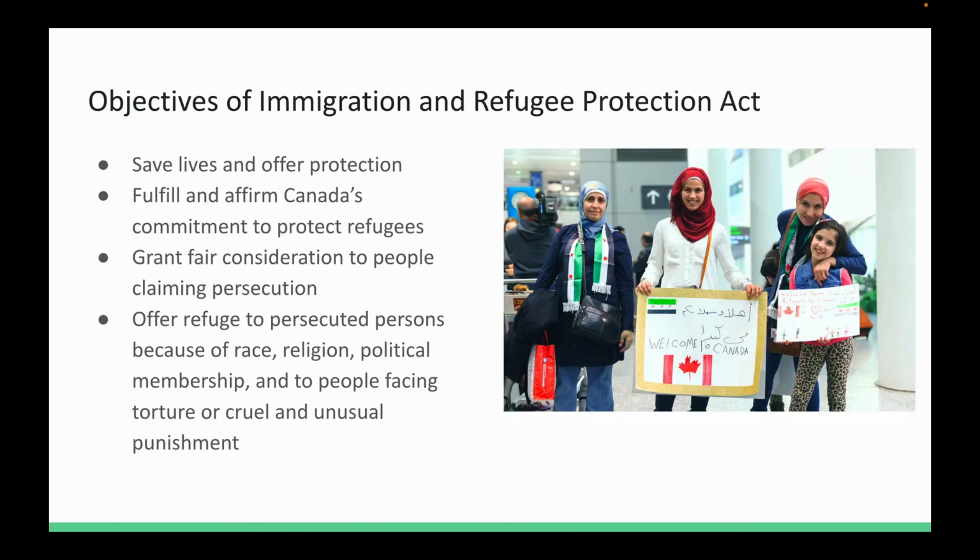So what is the objective of the Immigration and Refugee Protection Act? Well, number one, it's to save lives and offer protection. We need to fulfill and affirm Canada's commitment to protect refugees, because we do have a commitment on the world stage to protect refugees. We need to grant fair consideration to people who are claiming any kind of persecution against them. And we need to offer refuge to people who are persecuted based on their race, on their religion, their political membership, and to people who are facing torture or cruel and unusual punishment.